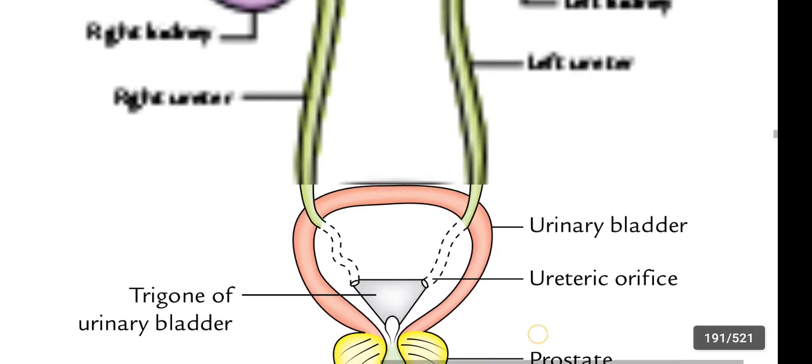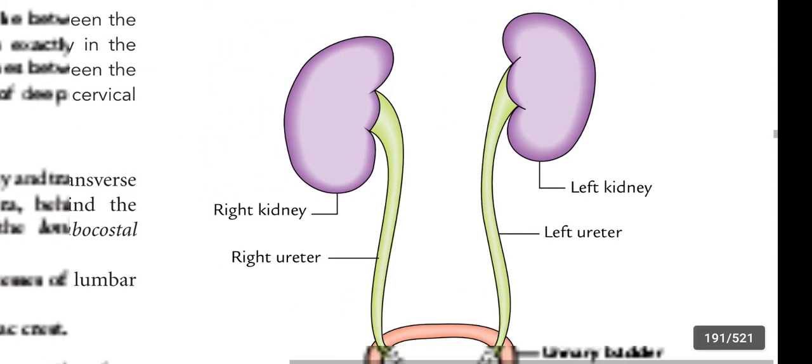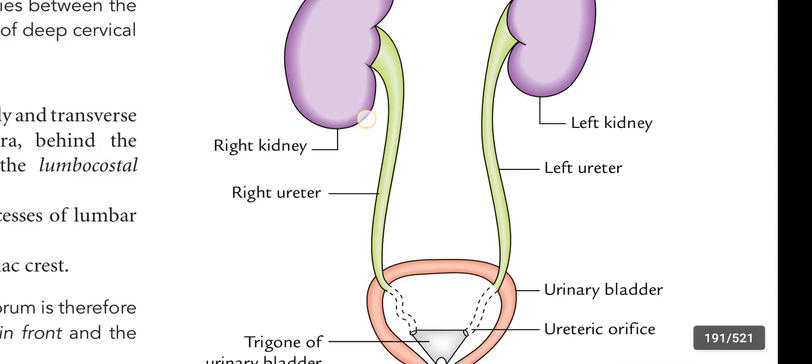See this figure. This is the right and this is the left ureter, which convey the urine from the kidneys to the urinary bladder.